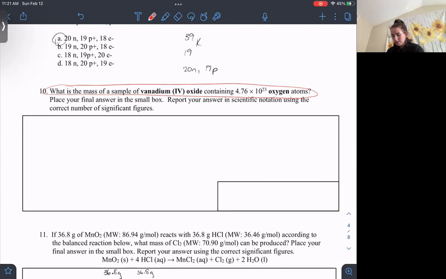So when we have vanadium 4 oxide, this Roman numeral, I forgot the name for that right there. This Roman numeral tells you what charge your previous metal will give you. So if we have vanadium, that will be V on the periodic table. And we know that that will have a +4 charge because that Roman numeral is telling us that it is +4.